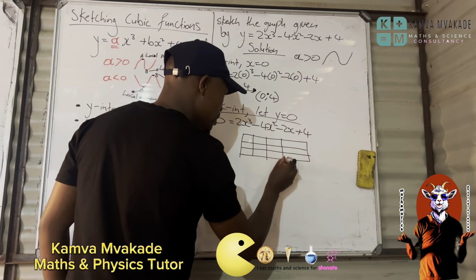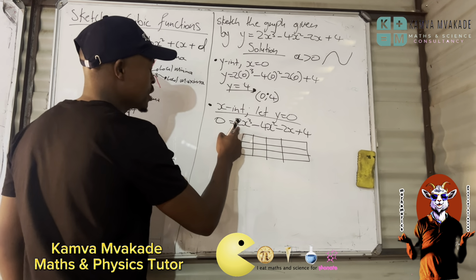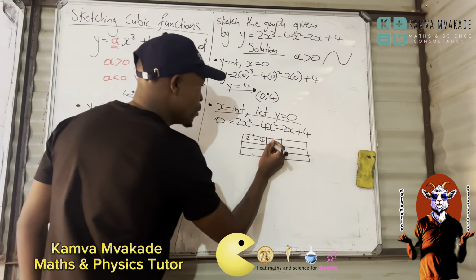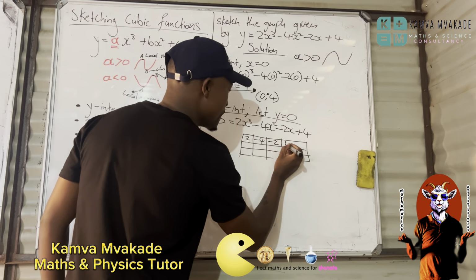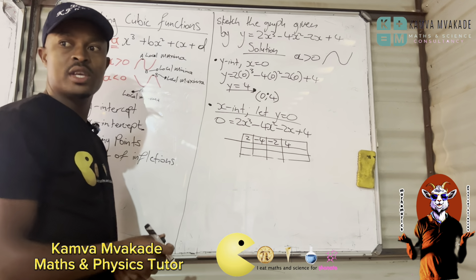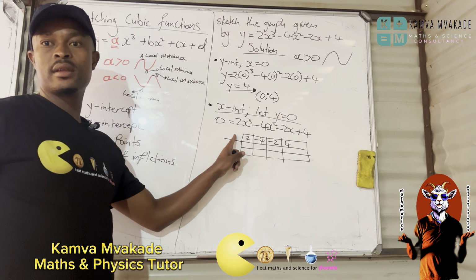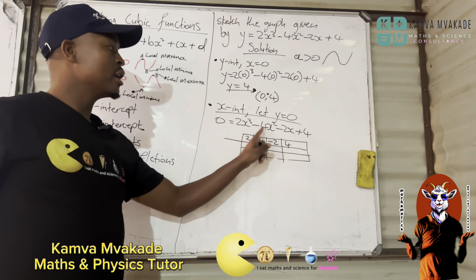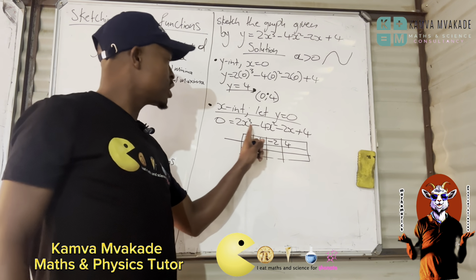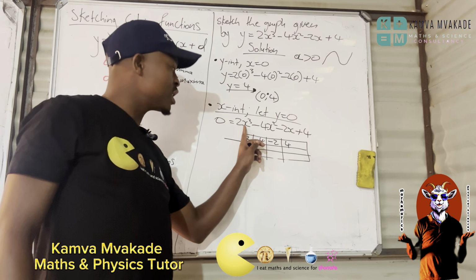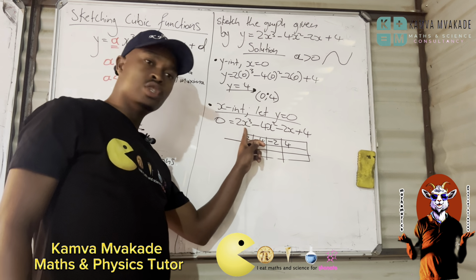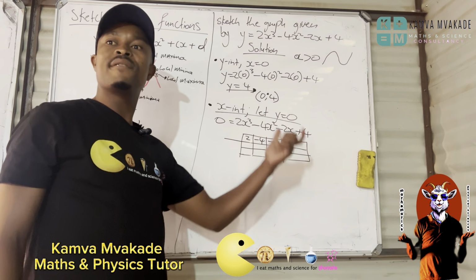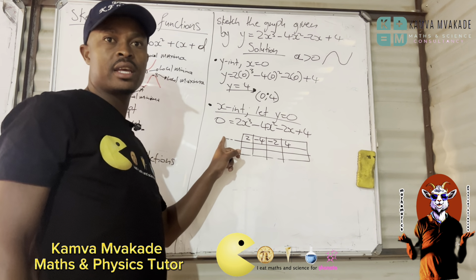We write the coefficients: 2, negative 4, negative 2, and 4. Now we need to get a value here. We calculate with the calculator, using trial and error. We substitute negative 1, and we see that it does not give 0. We substitute 2, and we see that it gives 0. So the one that gives 0 is the one we will use here.